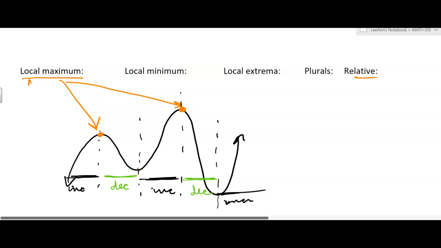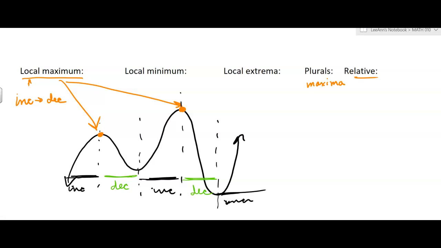A local maximum occurs when you go from increasing to decreasing. That'll give you a local or relative maximum. Now, we have two local maximum. Well, I shouldn't say it that way. The plural for maximum is maxima. So you're going to see that word, and you're going to be like, what's a maxima? Well, it's when you have more than one maximum. This has to do with Latin, I think. I didn't take Latin.